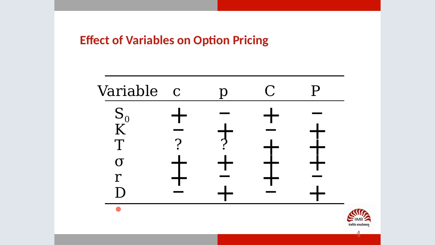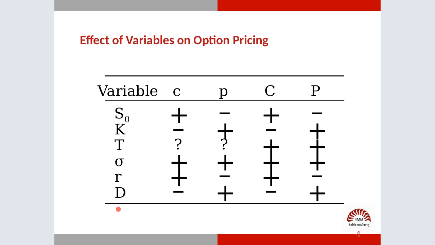So as you can see, if I look at the first row of this table, it says as the spot price increases, the call price increases, the put price decreases. Right? In terms of the strike price, it's exactly the opposite. As the strike price increases, the call price decreases, the put price increases. So that is what this is telling you. I'll explain what those 2 question marks are in a minute, but let's look at the other one.